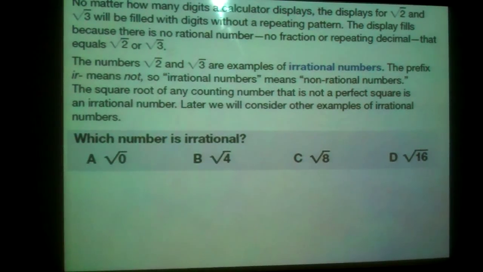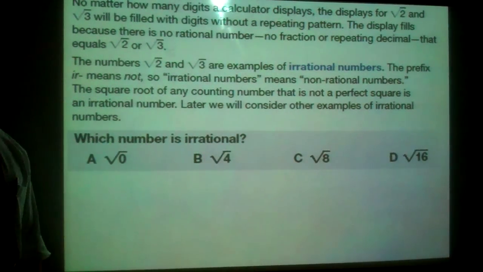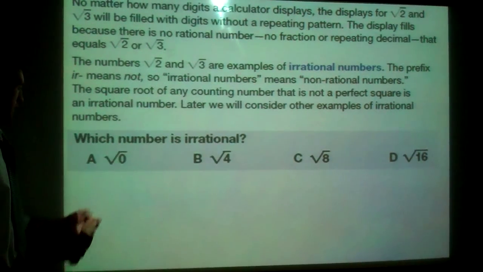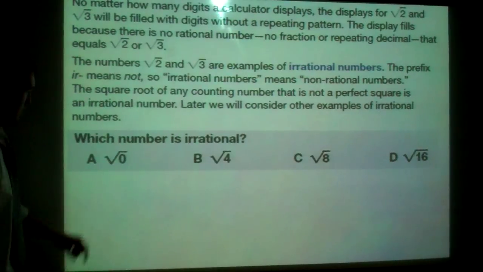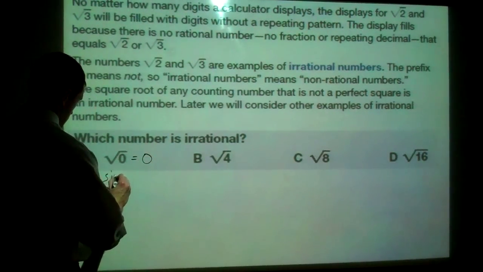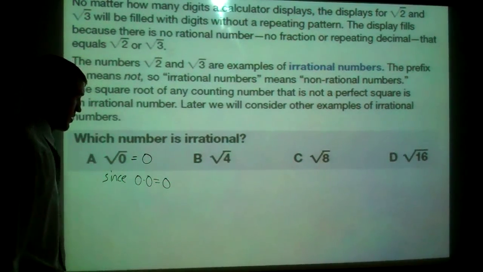So, if we look at this group here, we want to figure out which one of these numbers is irrational. Okay? So basically we're going to look for the one that we can't find the square root of. Okay? Square root of 0, that is actually 0, since 0 times 0 equals 0.